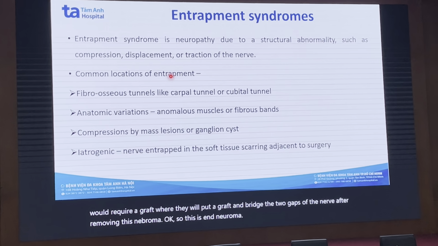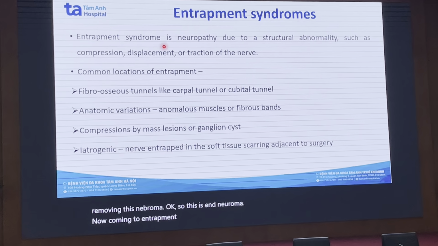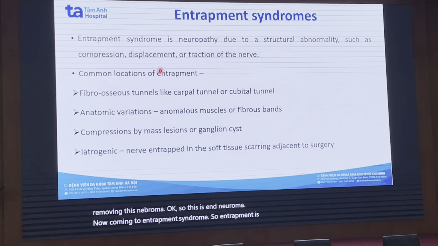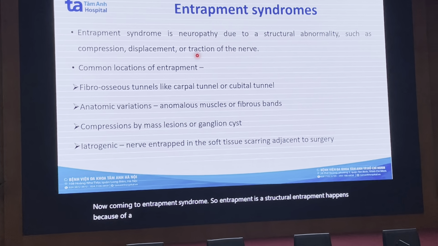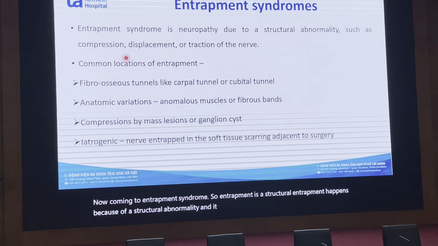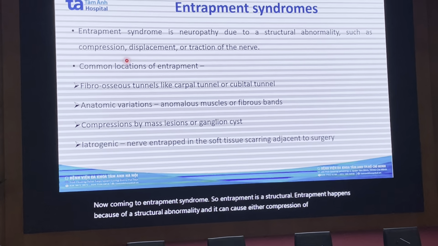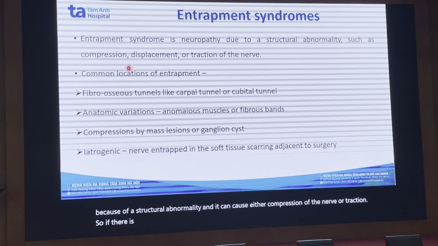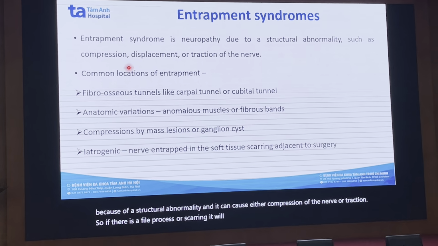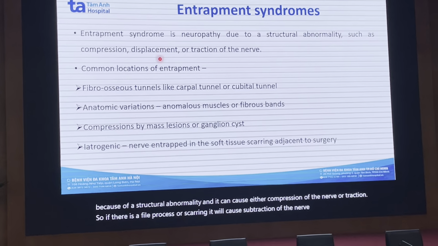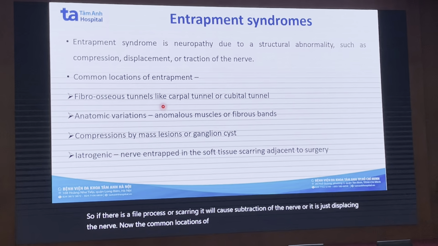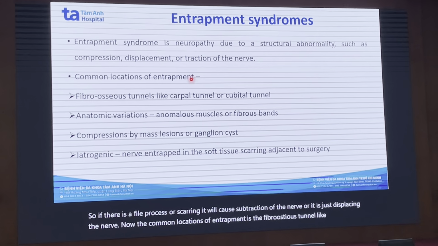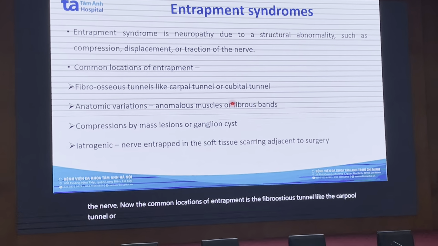Now coming to entrapment syndrome. Entrapment happens because of a structural abnormality, and it can cause either compression of the nerve or traction. If there is fibrosis or scarring, it will cause traction of the nerve, or it is just displacing the nerve. Now the common locations of entrapment is the fibro-osseous tunnel, like the carpal tunnel or the cubital tunnel.